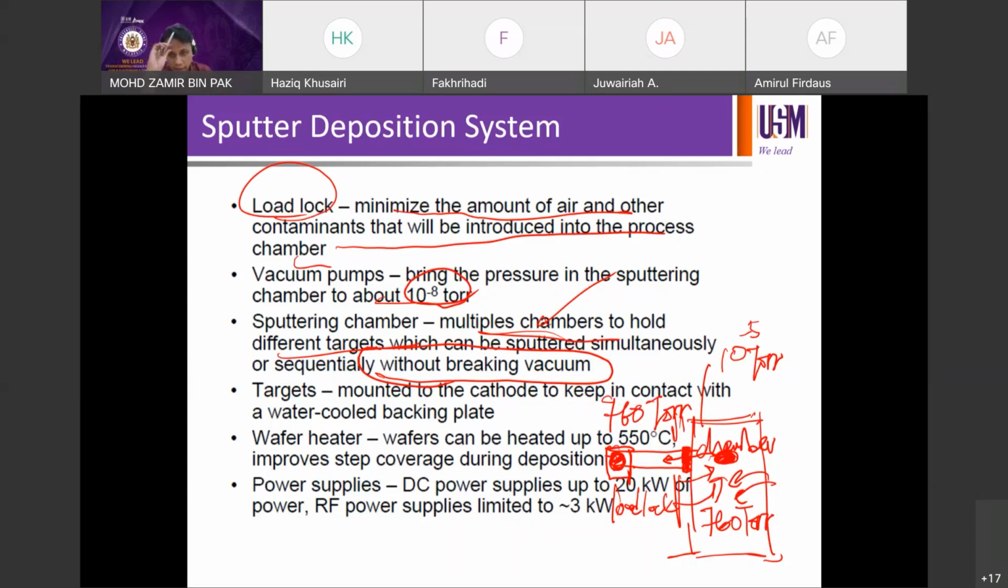So target mounted to the cathode to keep in contact with water-cooled backing plate, right? You need backing plate. Wafer heater, if there is any heater to the wafer, you can also heat the wafer while doing the sputtering process. So in this case, if you need to run your sputtering, say at 200 degrees C, 300, 500, 550, and whatever, you can just change the temperature of the wafer plate in order to vary the substrate temperature. And then the power supply can be DC, can be RF, depending on DC or RF sputtering.